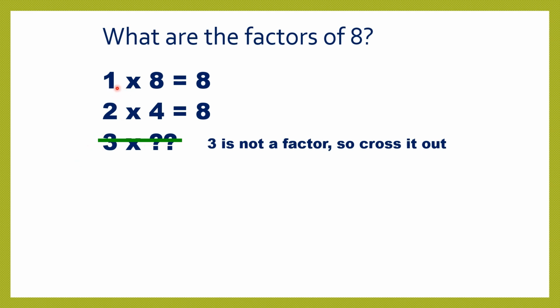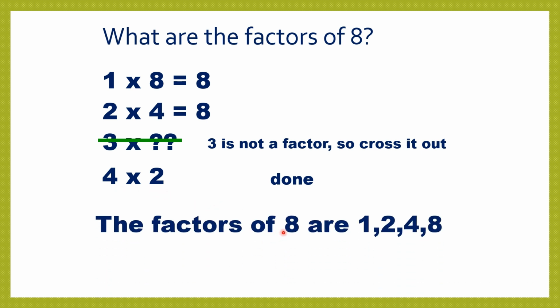So we did 1, 2, 3. Now let's go to 4. 4 into 2 will give us 8. But can you see 4 is already there, 2 is already there. It's already repeated. So don't repeat it. It's done. You don't have to write this again. So what are the factors of 8? 1, 2, 4 and 8.